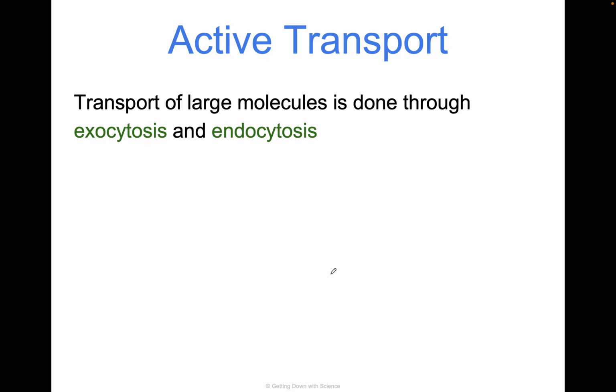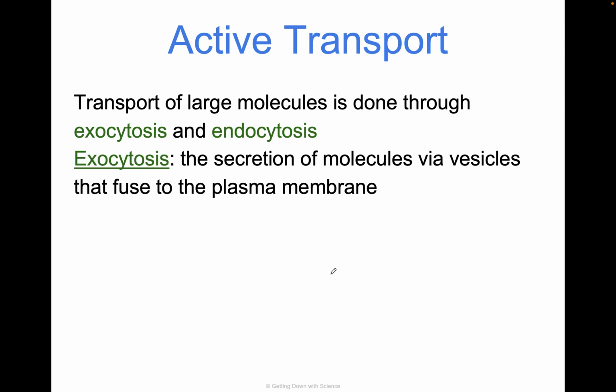Transport of large molecules is done through exocytosis and endocytosis. So think of this as like the cell eating and the cell pooping, right? Exocytosis is the secretion of molecules through vesicles that fuse to the plasma membrane. So this is moving things outside the cell. Exo meaning outside, cyto meaning cell, and the suffix meaning process, right? Something that happens and we move it outside of the cell.